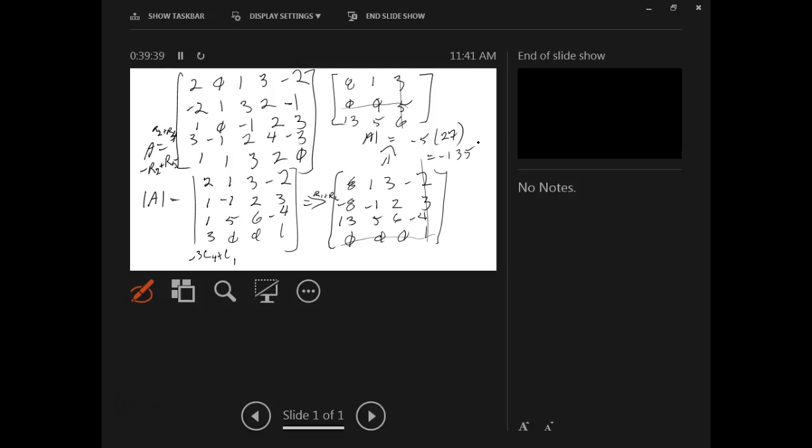But when you add a multiple of one row to another row or one column to another column, it doesn't change the determinant at all. So that's all we're doing, these kinds of operations, so it doesn't change our determinant. And this kind of operation doesn't change our determinant. So basically, the determinant of this is the determinant of that, is the determinant of this.